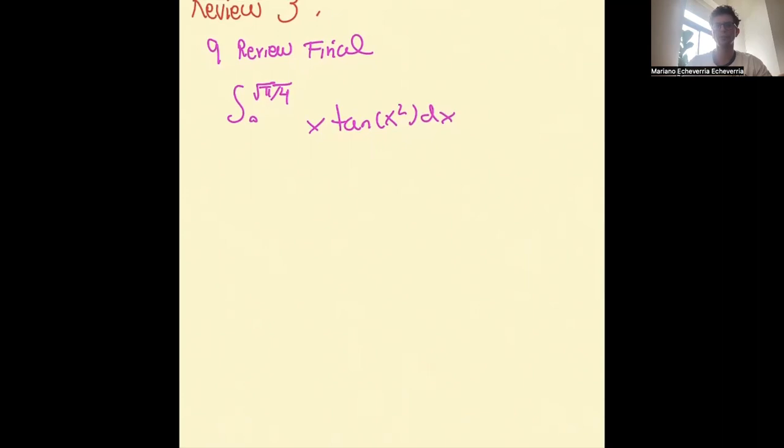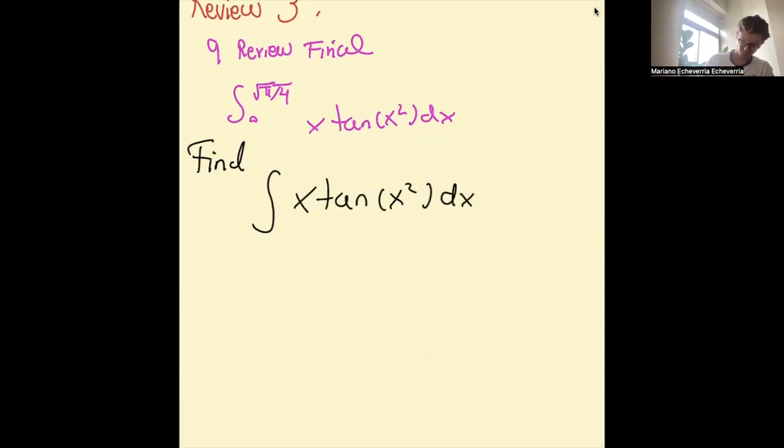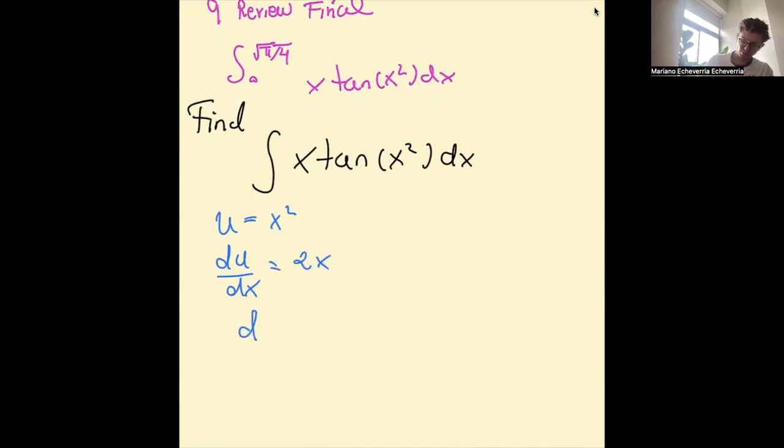Okay, so for this problem, the idea again, the way we're computing definite integrals is to do the indefinite integral first. So let's try to find the indefinite antiderivative. You can do that in two steps. First you can do a simple substitution, which is u equals x squared. If you do that, then du over dx is 2x, so du over 2 is x dx.